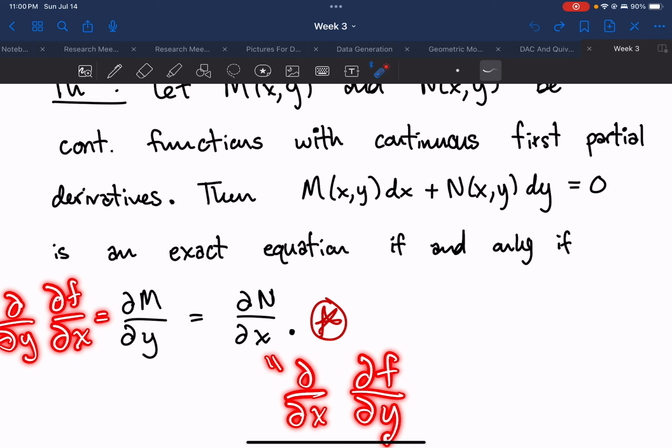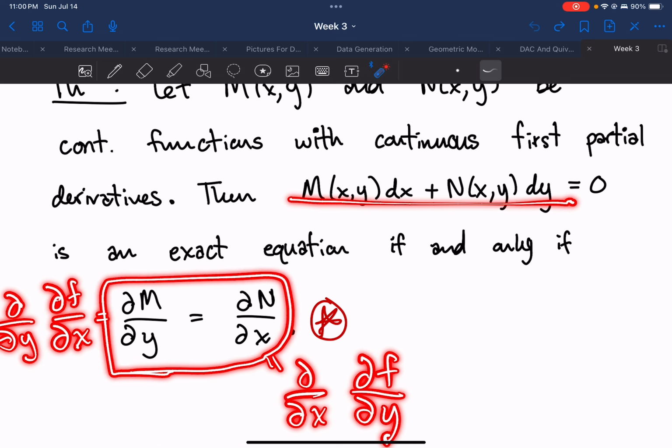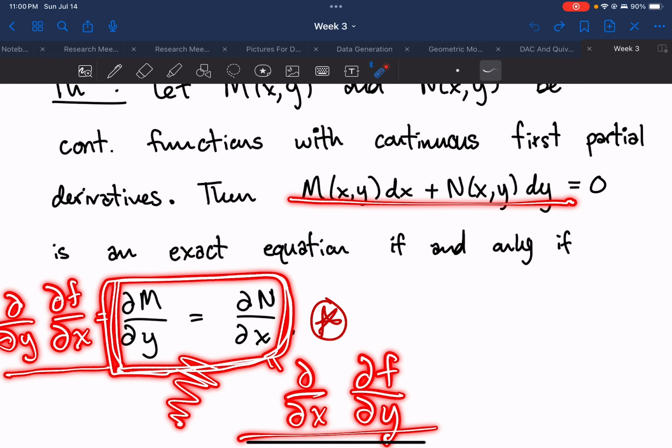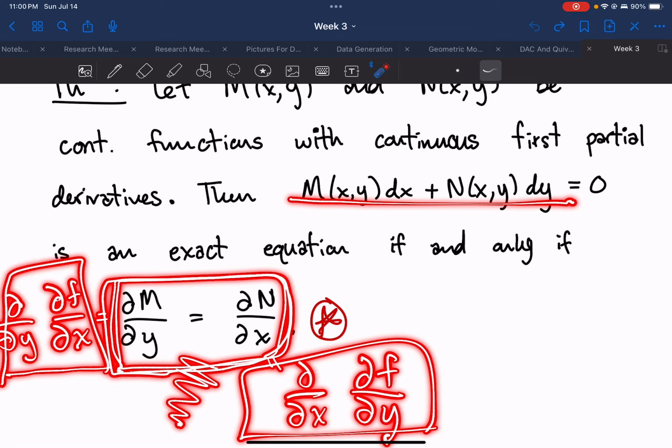Or they should be. So, the point is this equation is exact if and only if this equality holds. The first step to solving these differential equations is to check if they're exact, and to check that, we just check this condition. If this condition is satisfied, then we can use this relationship on the side here to solve for f.